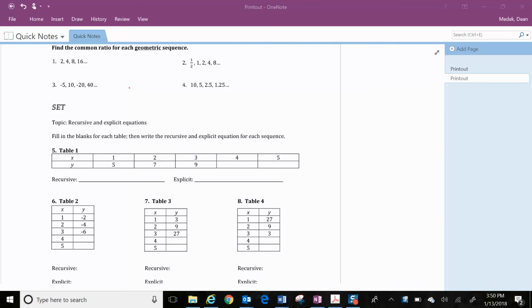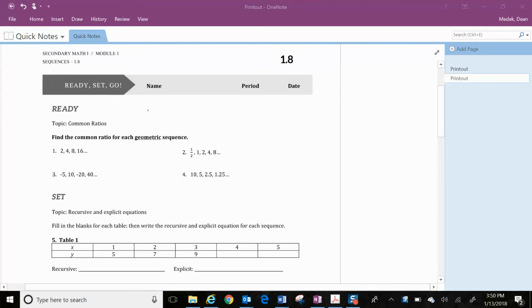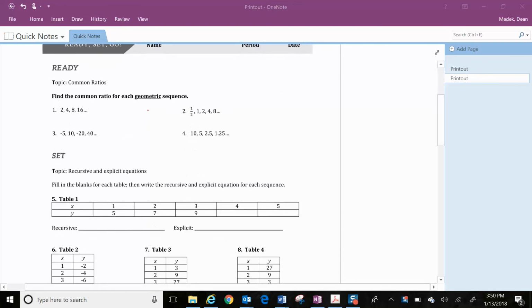This is Mr. Reddick again. We're looking at the 1.8 homework now. And the 1.8 homework is about writing explicit and recursive equations. But you already know this. We've been doing this a while. So let's take a look at this.